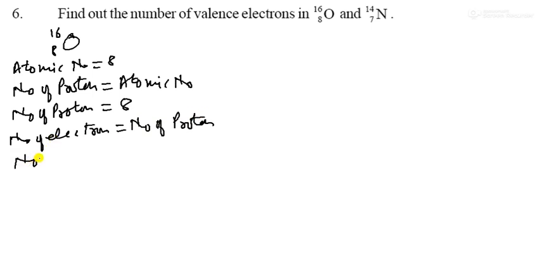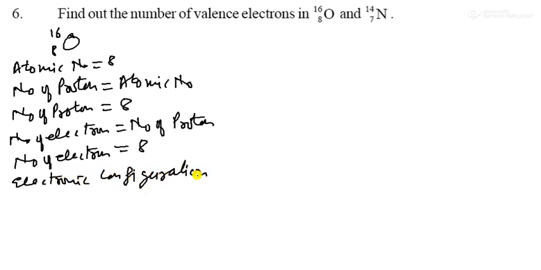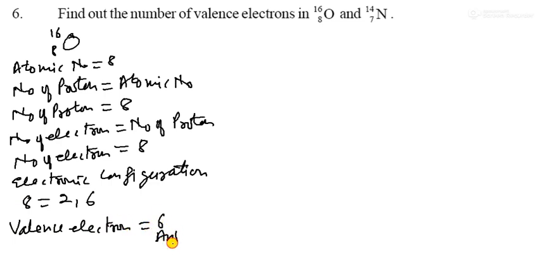So number of electrons you can find, number of protons is 8. So electronic configuration. इलेक्ट्रॉनिक कॉन्फ़िगरेशन हमेशा नंबर ऑफ इलेक्ट्रॉन का ही निकलता है, किसी और का नहीं करेंगे कभी, तो 8 का ही करके दिखाएंगे. So 2, 6, so 6 is the valence electron. So you can write here valence electron is equal to 6, and that is your answer.